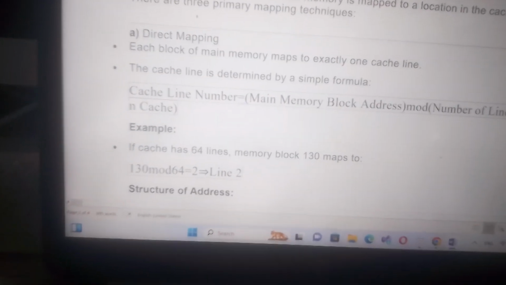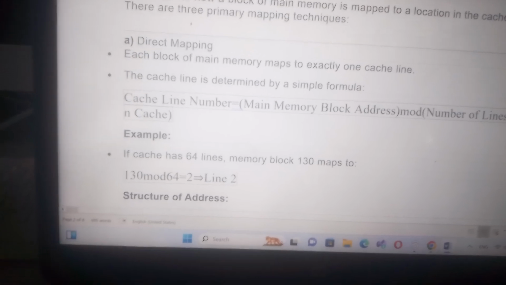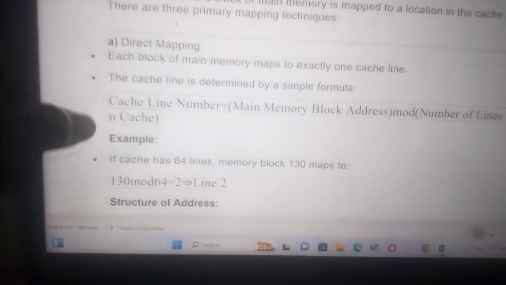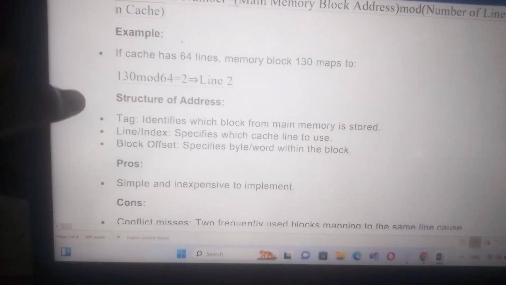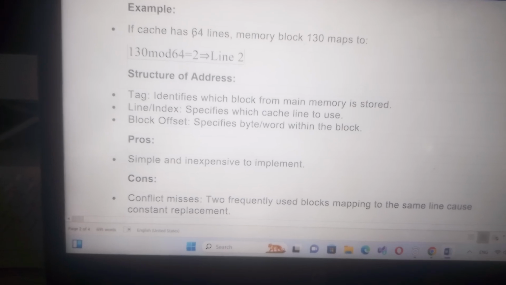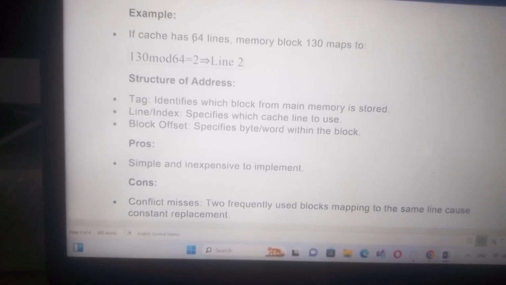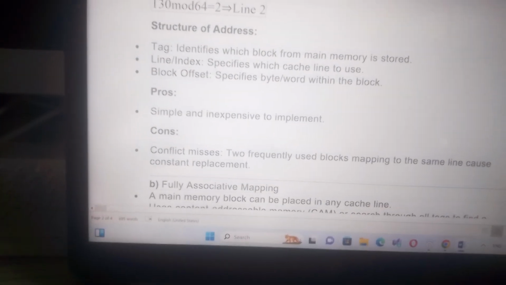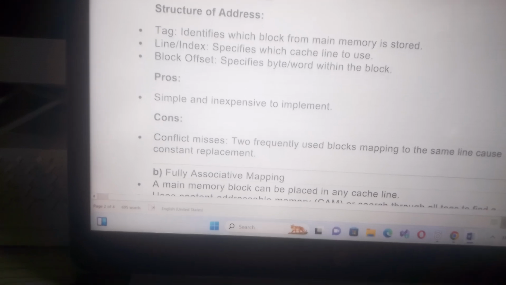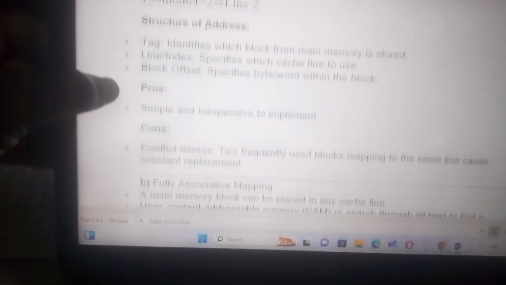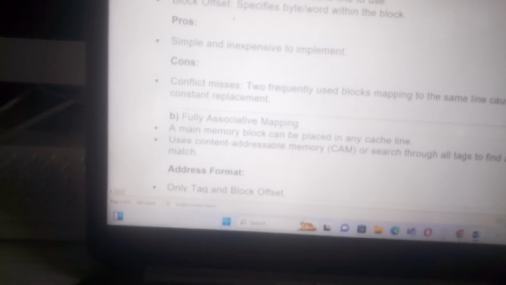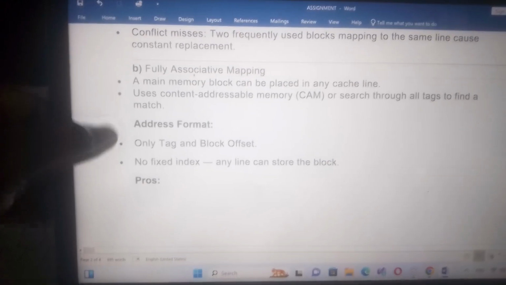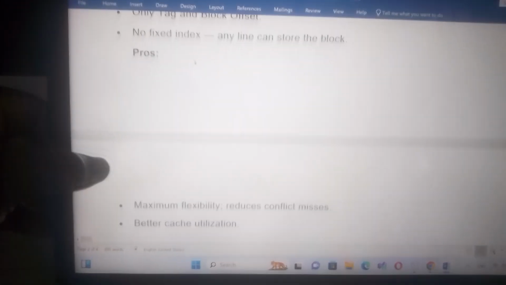So the cache line number is equal to the main memory block address mod the number of lines in the cache. You can see the structure of the address: the tag identifies which block from main memory is stored, and the line index. And the pros and cons: simple and inexpensive to implement, and the cons, conflict misses. So you can go through and you understand it better.